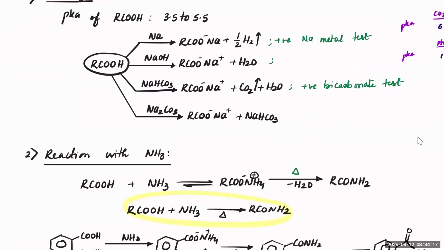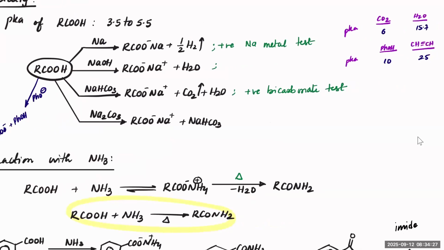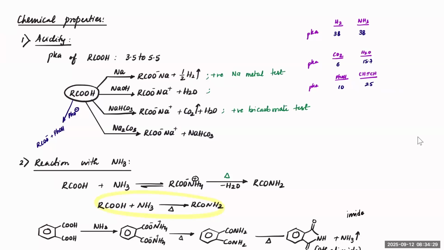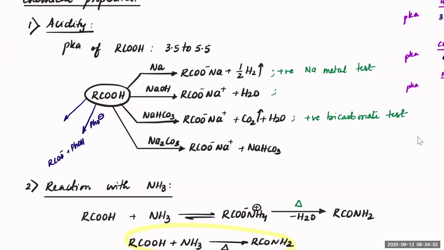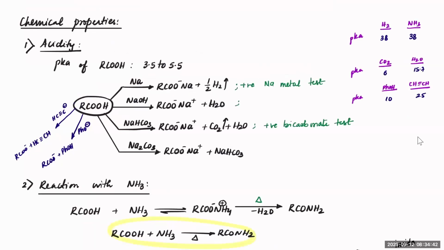That means even when you react with phenoxide, PhO minus, you'll expect this to become RCO minus and PhOH. Got it? Acetylide is the same thing. If you have HC triple bond C minus, you will get RCO minus plus HC triple bond CH. Got it? These are the acidic reactions which we can expect from carboxylic acids.